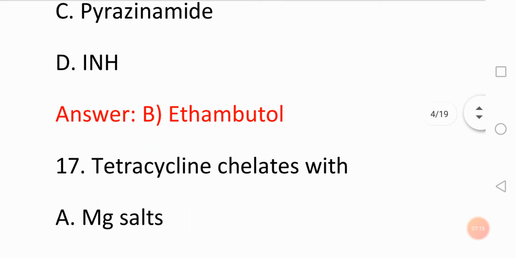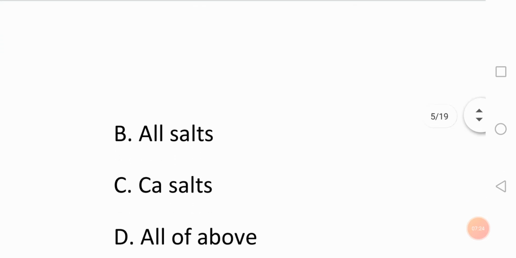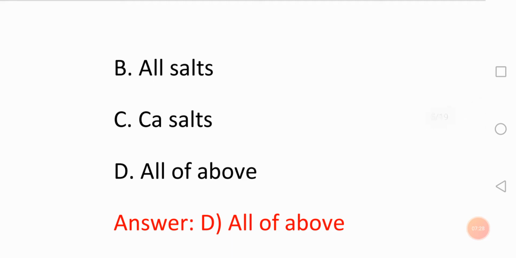Next question, the 17th: tetracycline chelates with A. Magnesium salt, B. Aluminium salt, C. Calcium salt, or D. All of the above. And the answer is all of the above.